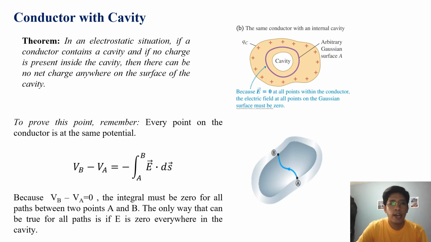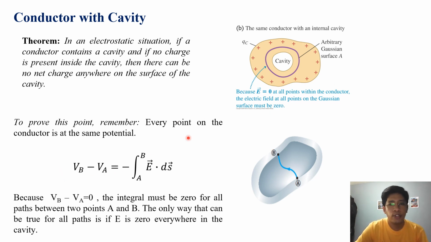Now, previously we have this theorem that in an electrostatic situation, if a conductor contains a cavity and no charge is present inside the cavity, that is, if there is no charge here, then there can be no net charge anywhere on the surface of the cavity. That is, there should be no charges here, and the charges should just reside on the surface of your conductor. To prove this point, remember that every point on the conductor is at the same potential. So we've said that the surface of your conductor is an equipotential surface.